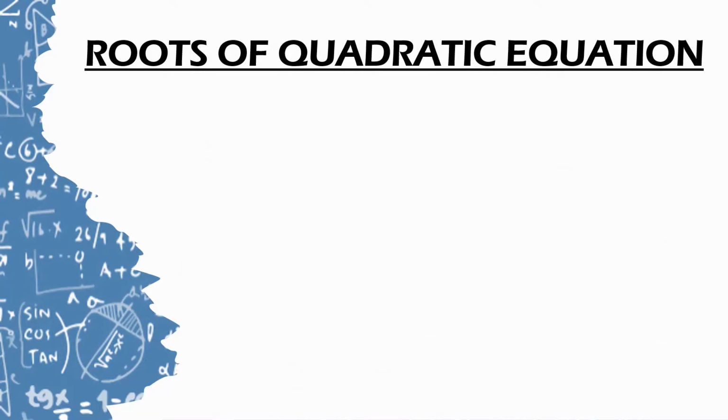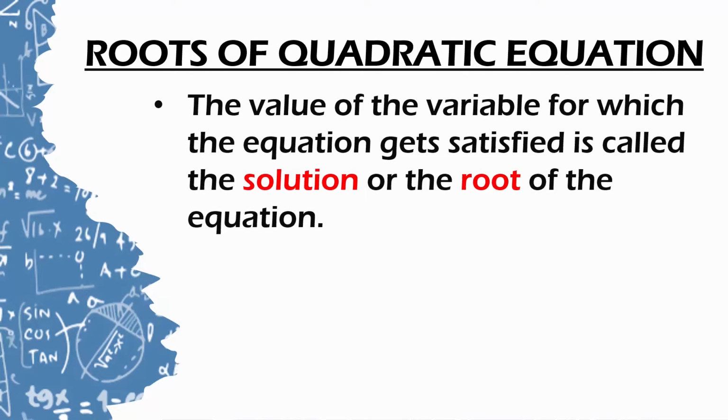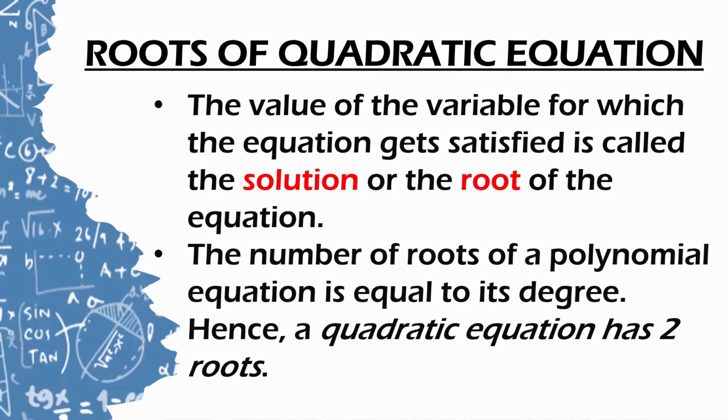Let us have first the roots of quadratic equation. The roots of quadratic equations are the values of the variables for which the equation gets satisfied, and these are also called solutions of the equation. The number of roots of a polynomial equation is equal to its degree. Hence, a quadratic equation has two roots.